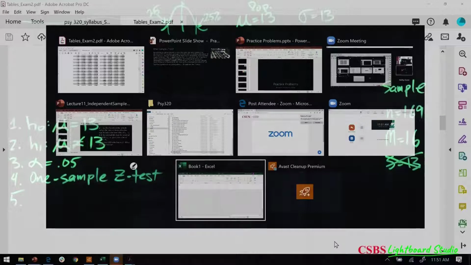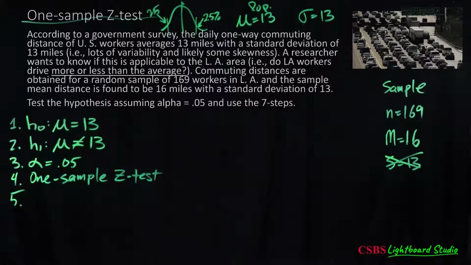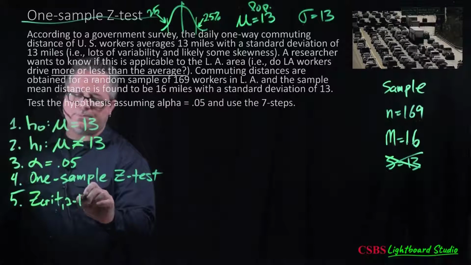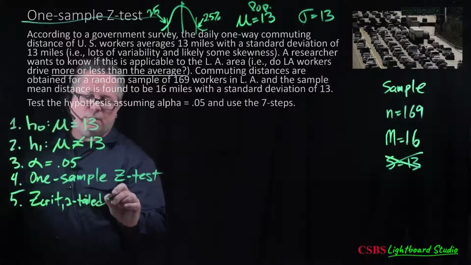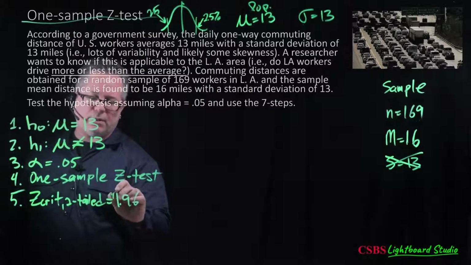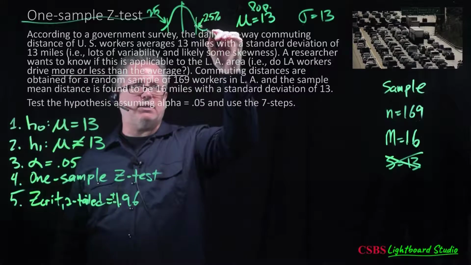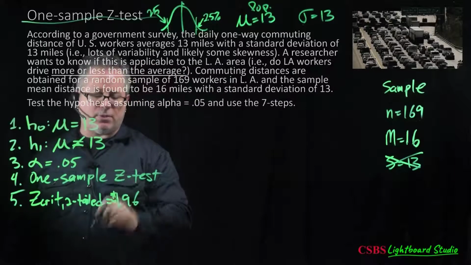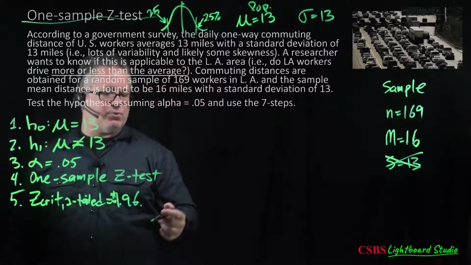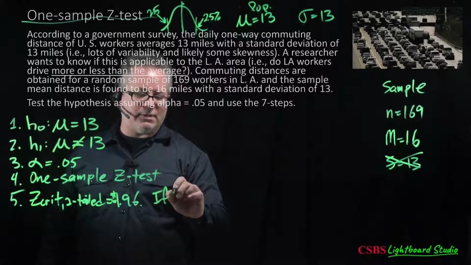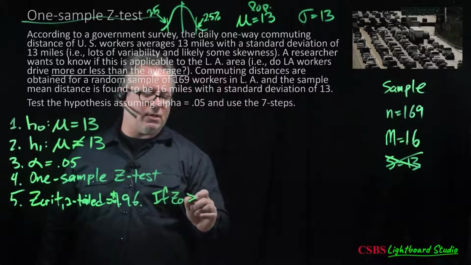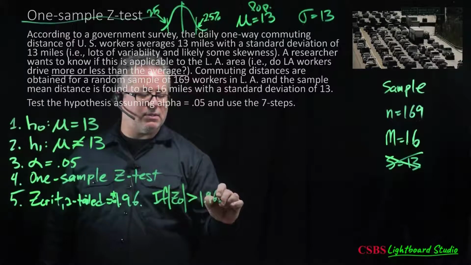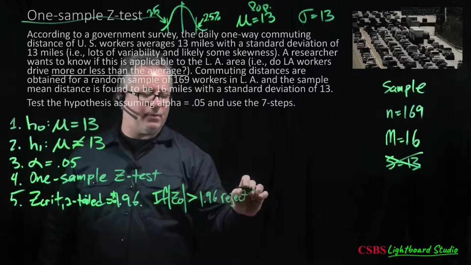1.96. That should sound somewhat familiar. We talked about this in lecture before. That's the number that comes up. So my z critical for a two-tailed test equals 1.96, but really it's a plus and minus 1.96. I need a 1.96 on the positive side, and I need a negative 1.96. I need both of those. So my decision rule is going to be, if the absolute value of my z observed is greater than 1.96, I'm going to reject the null hypothesis.